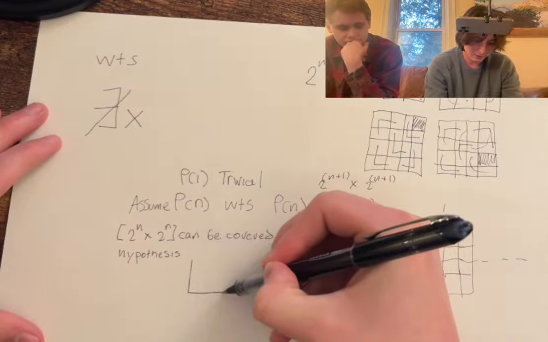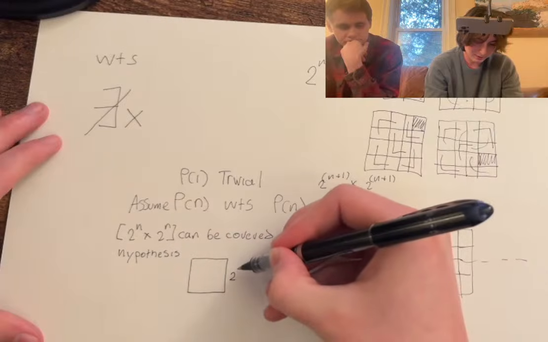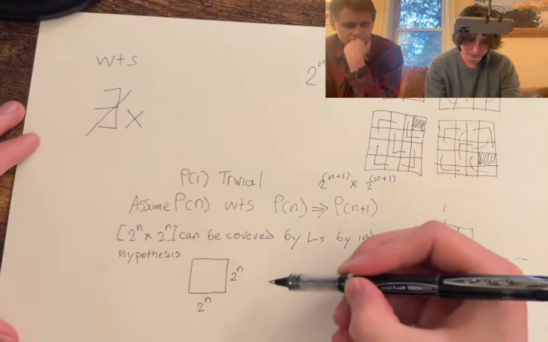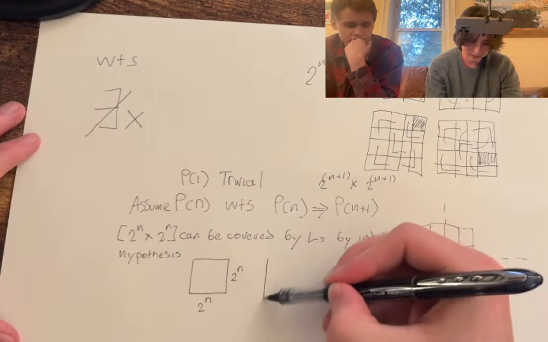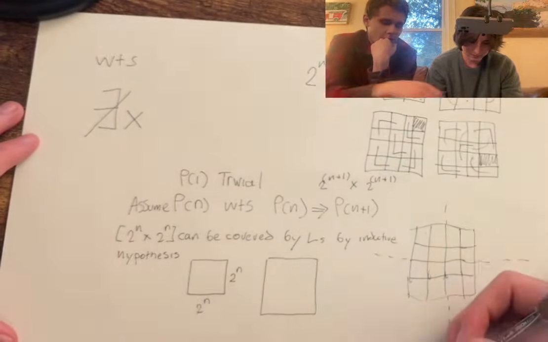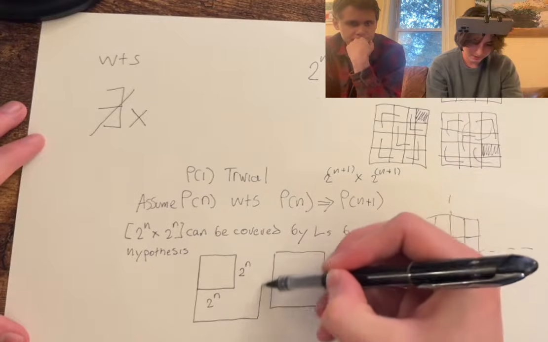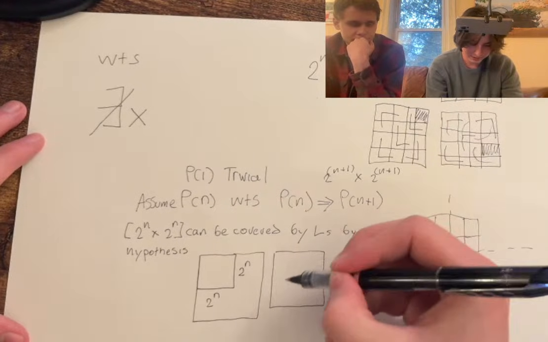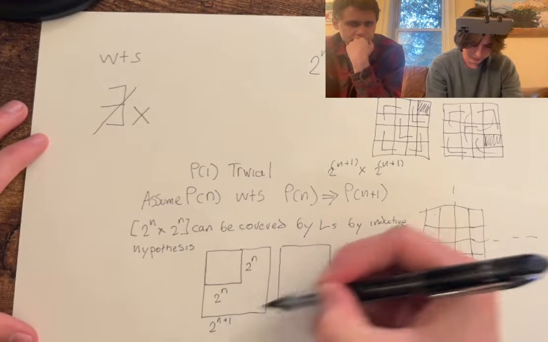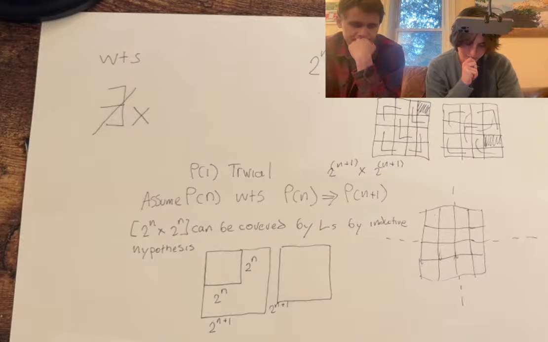So we have a square with 2 to the n, 2 to the n, and then a larger square. No, the one that goes around the square. I see. That square will be 2 to the n plus 1 by 2 to the n plus 1.